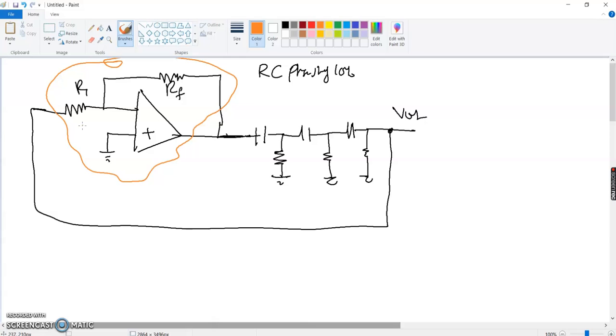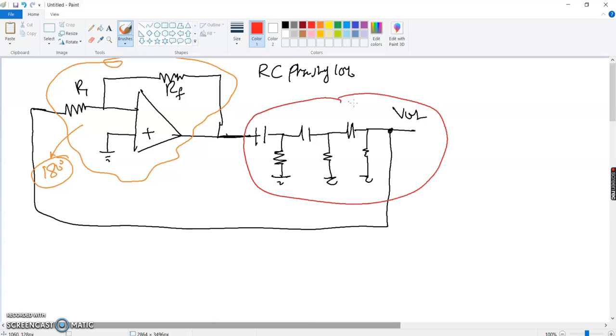Over here, this whole region is basically providing a 180 degree phase shift, right? So in order to counter that phase shift, I have designed this whole region, which will provide another 180 degree phase shift. So overall phase shift at the output will turn out to be 360 degrees or 0 degrees, right? So there will be no phase shift and it will work as an oscillator.